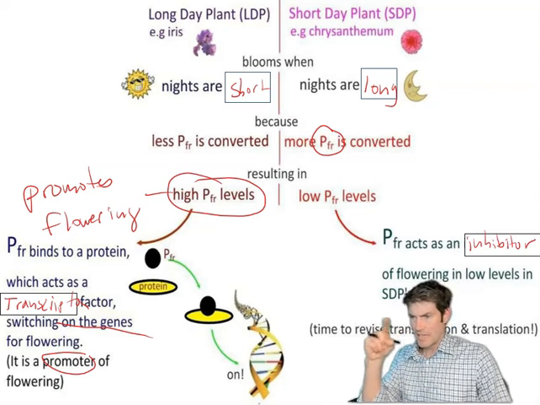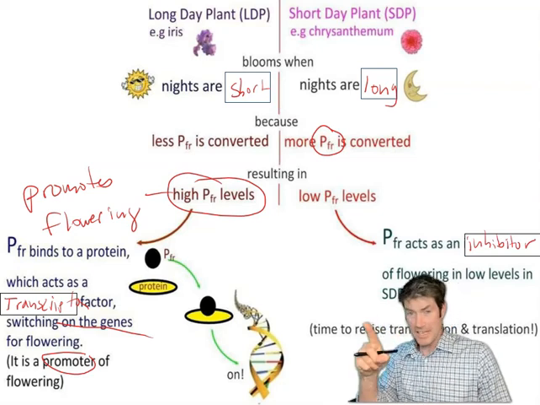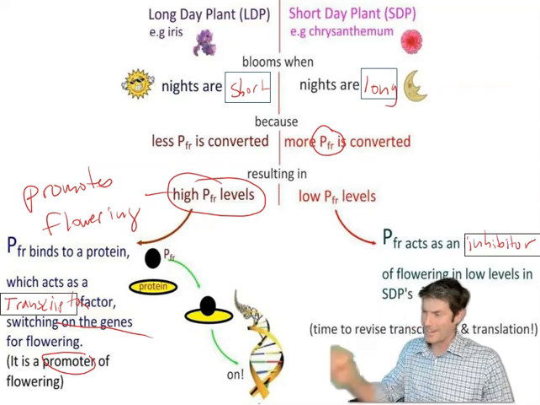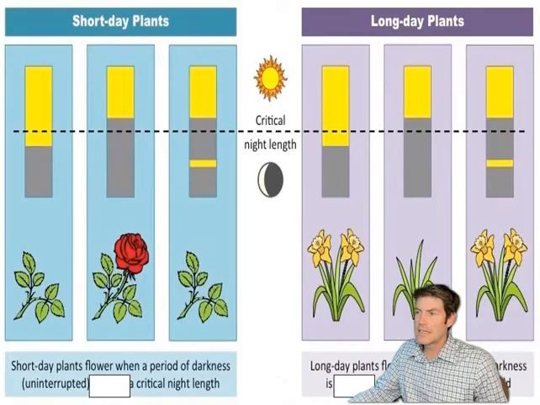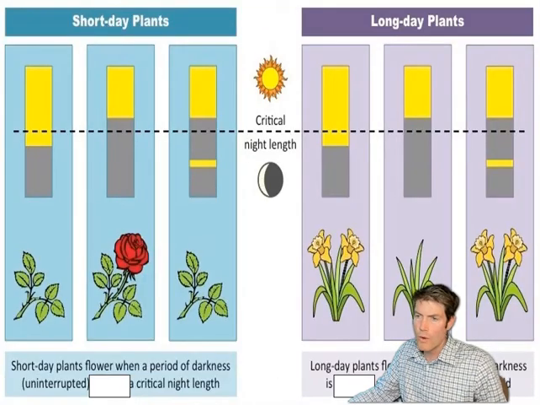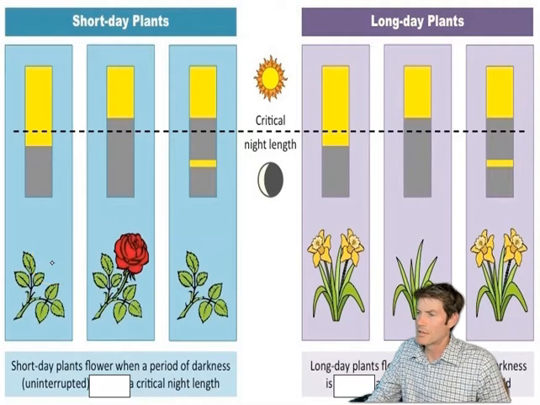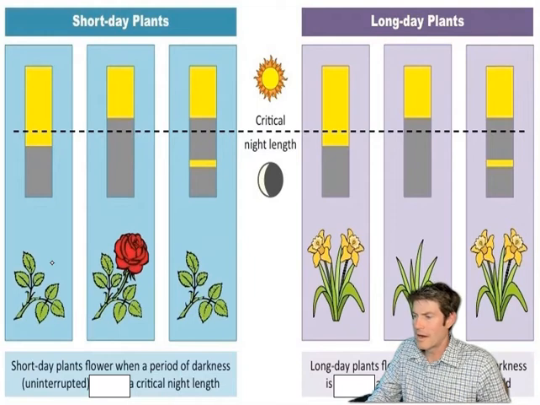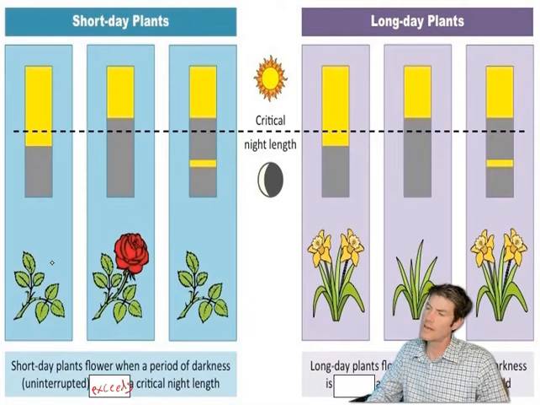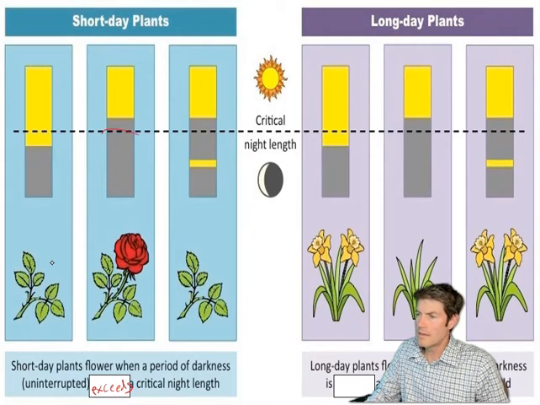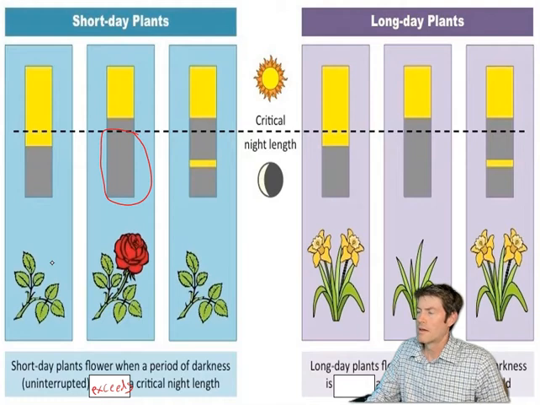All right. And if this seems confusing, I think it is. This is one thing that really confuses me, and I always have to review before I teach this. This is a famous, well-known way to explain it a little bit. Short day plants flower when uninterrupted darkness exceeds a critical night length. So here it exceeds, and you'll see you need this amount of darkness to then flower.